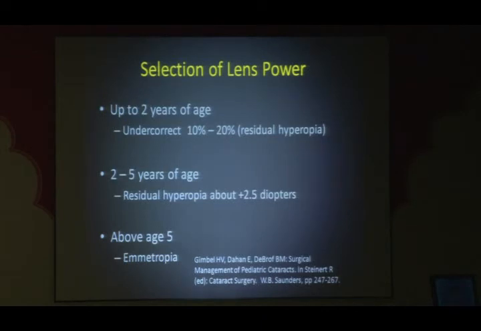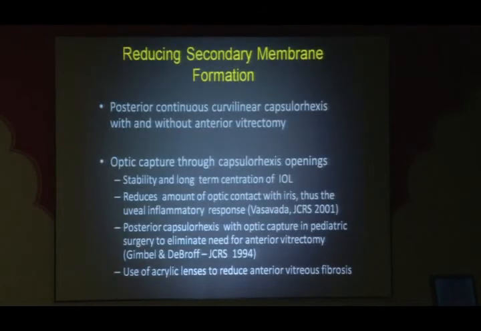So this is a formula that Dr. Gimbel, my previous chief at Loma Linda, came up with and published. It was alluded to in the previous paper: up to 2 years of age, undercorrect by about 10 to 20%, 2 to 5 years, have a little residual hyperopia. After age 5, go for emmetropia.